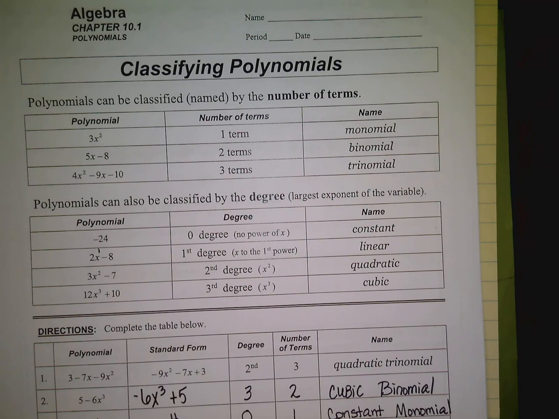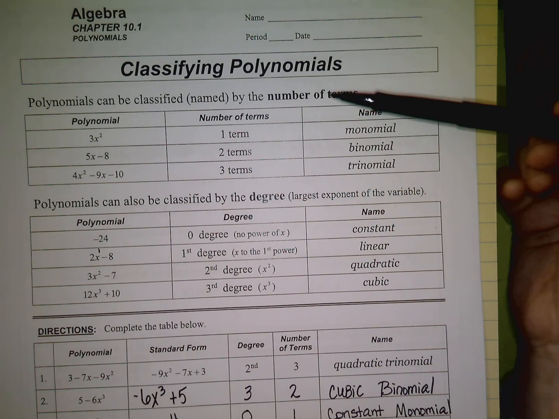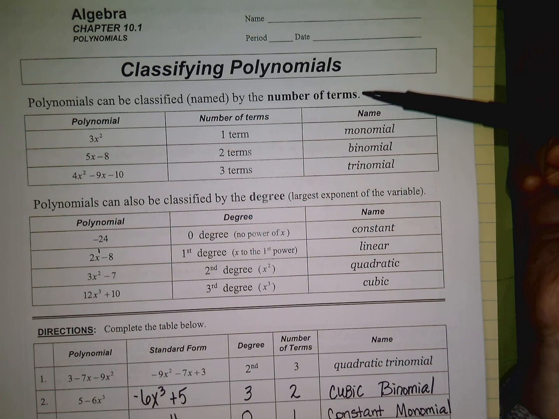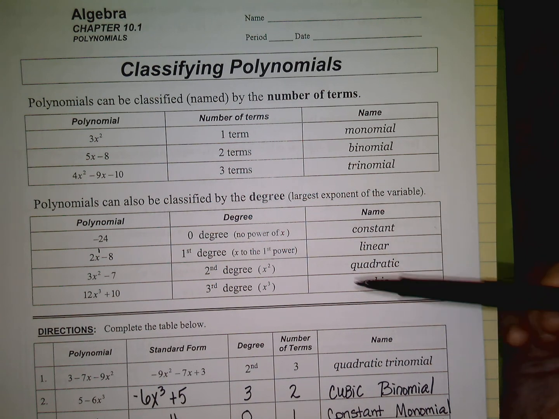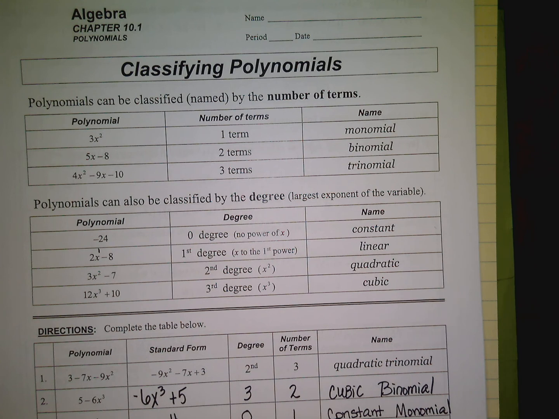Okay, we're going to recap what we did on Monday. This chart classifies polynomials according to the number of terms. This chart classifies them according to the degree. If you need to, stop the video and look over that.